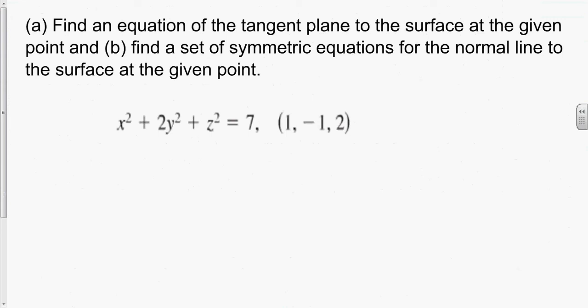So you notice from how we built the equation for the tangent plane and how we built the symmetric equations for the normal line, that they both involve the gradient. So let's find those partial derivatives. So here we're going to find, need to capitalize that.